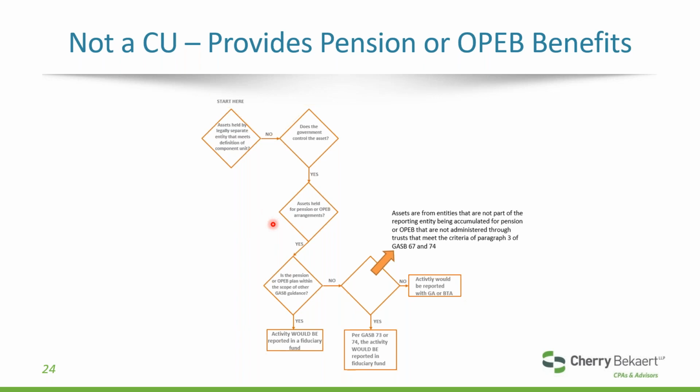If the assets are for pension and OPEB arrangements, accounted for under Statements 67, 74, or 73, as we previously described, then we do have a fiduciary activity. So you'll see the only difference between this path and the first path we looked at is that the activity is not a component unit, and then we had to determine whether the government controls the assets.